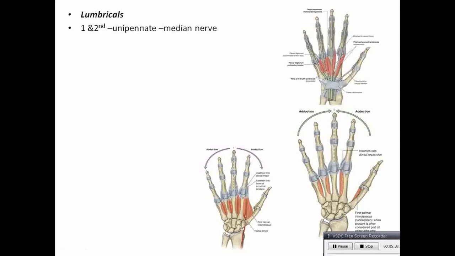So first and second are unipinnate, supplied by the median nerve. Third and fourth are bipinnate, supplied by ulnar nerve.